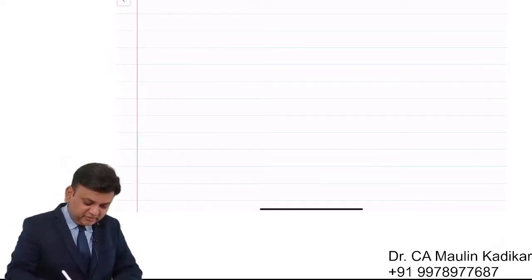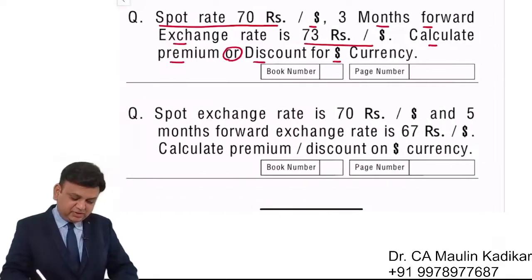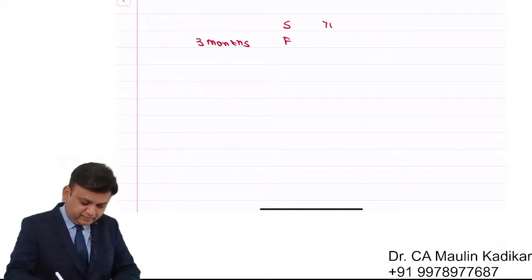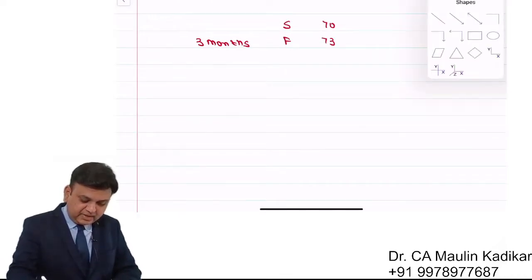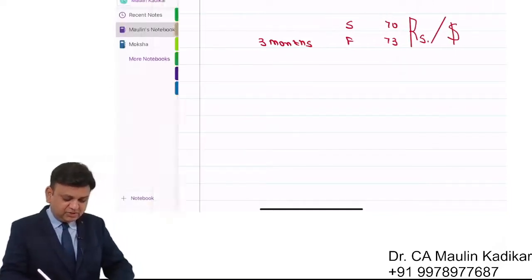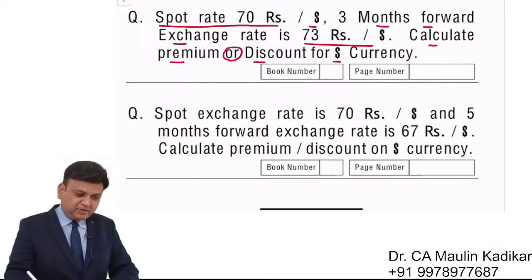Everybody is requested to pay attention. We have been provided with information about spot exchange rate and 3 months forward exchange rate. Spot is given 70 and 3 months forward is given 73. It is rupees per dollar. The question is asking you to calculate the premium or discount for dollar currency.